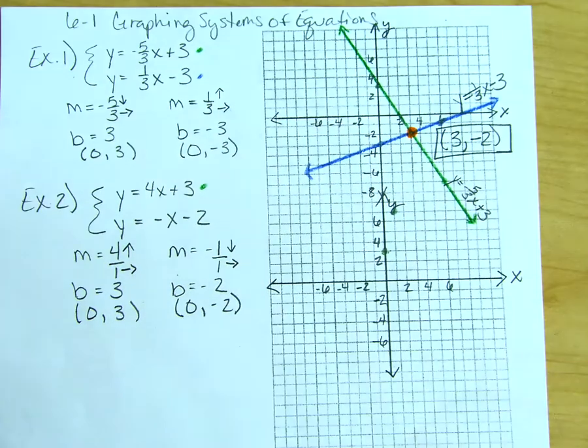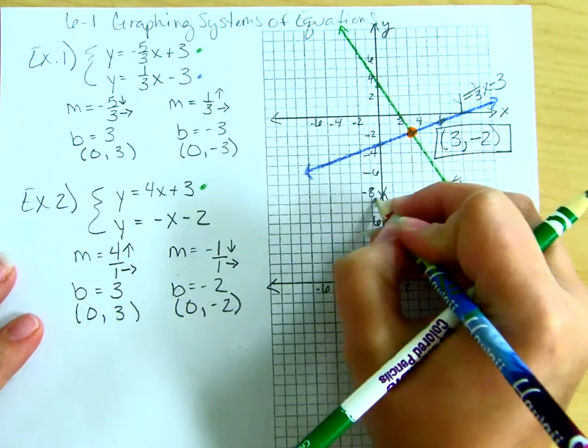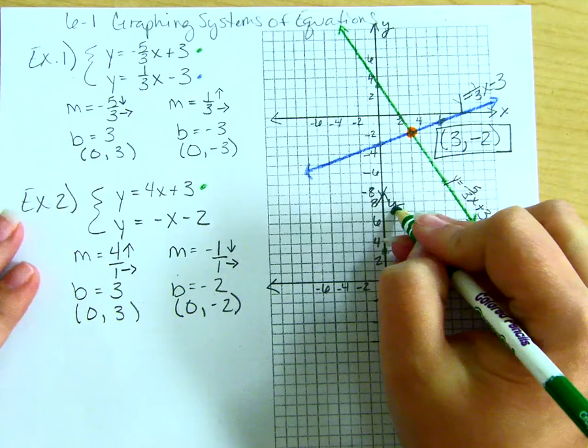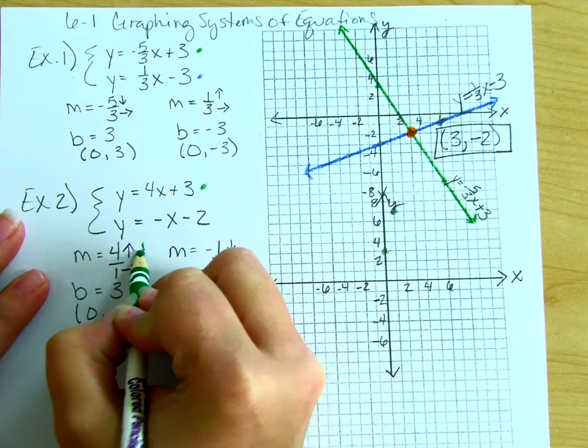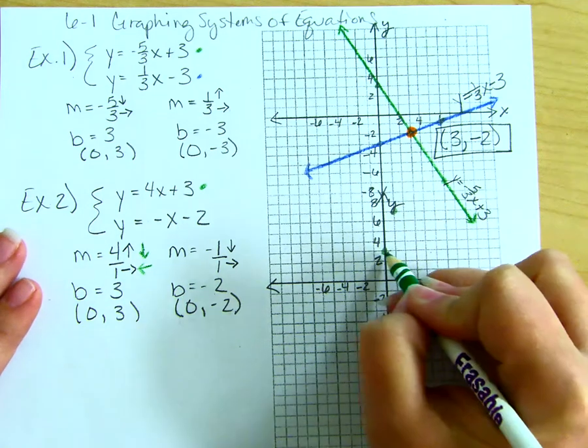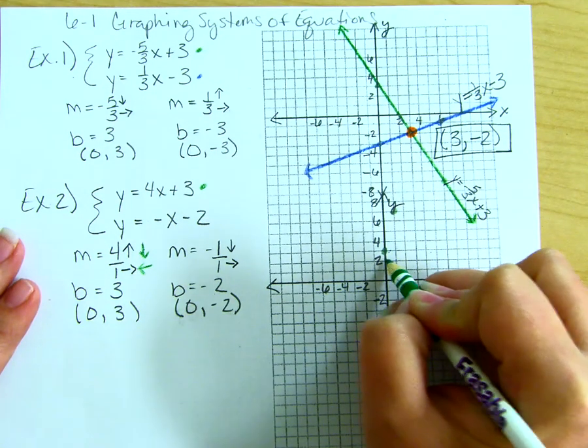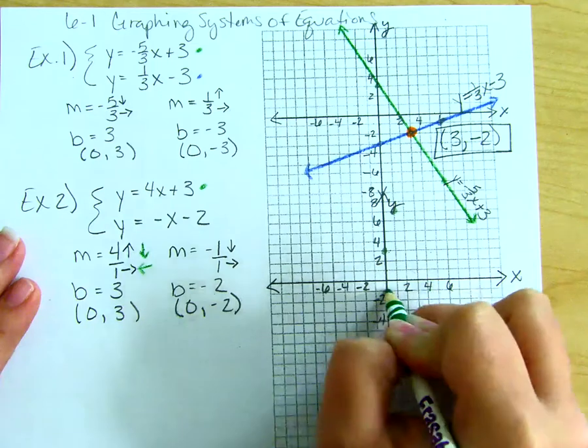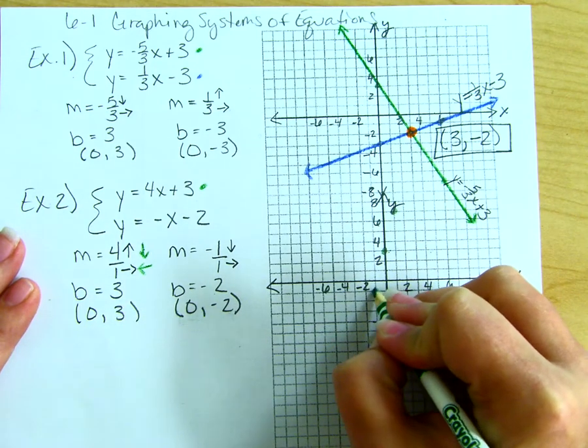Now I didn't leave myself a whole lot of room over here. So because I didn't leave myself a whole lot of room, I'm actually going to go backwards, which is the opposite, down 4 to the left 1. So I'm going to count from the original point, down 1, 2, 3, 4 to the left 1. I'm going to put a point there.